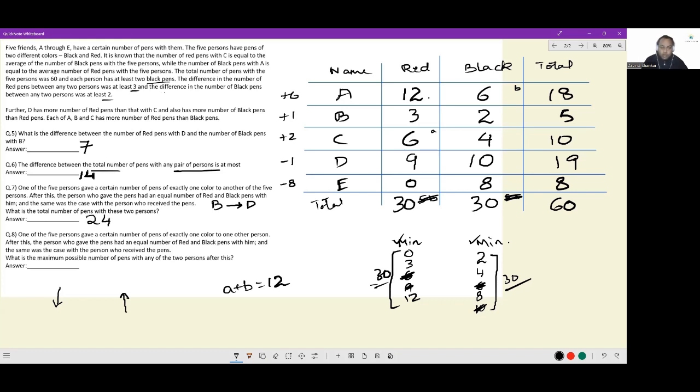Next question for the same setup. You have to simply identify B and D. What is the maximum possible number of pens with any of the two persons after this? After the exchange, B has 4 pens and D has 20 pens. So the maximum possible number of pens with any of the two persons after this, the answer will be 20. And that is the entirety of this set.